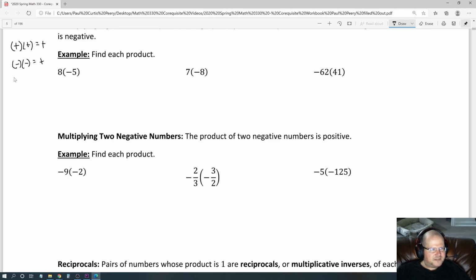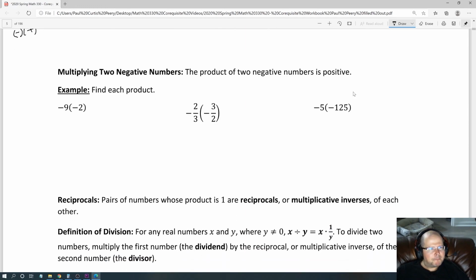And then the thing is, if they're different, so a positive times a negative is a negative, and order does not matter because of the commutative property of multiplication. So if you say negative times positive, you also get negative. So, fair enough, right? Okay, so 8 times negative 5 is going to be a negative 40. 7 times negative 8 is going to be a negative 56. So negative 62 times 41 is negative 2,542. Excellent.